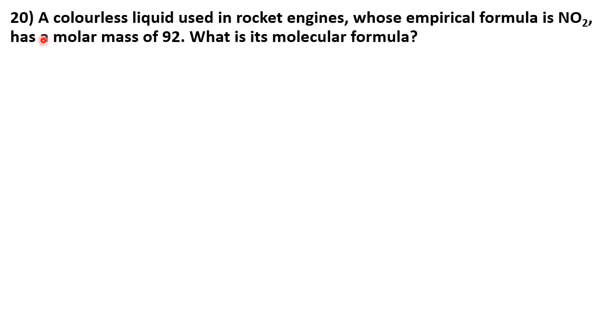Question number 20. A colorless liquid used in rocket engines whose empirical formula is NO2 has a molar mass of 92. What is its molecular formula? Options are A. NO2, B. N2O4, C. N2O5 and D. N3O6.